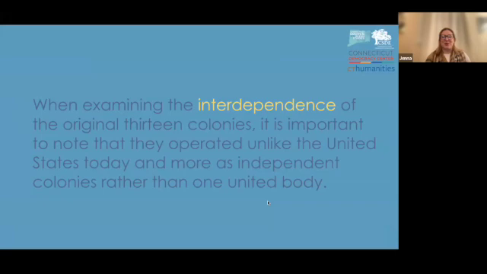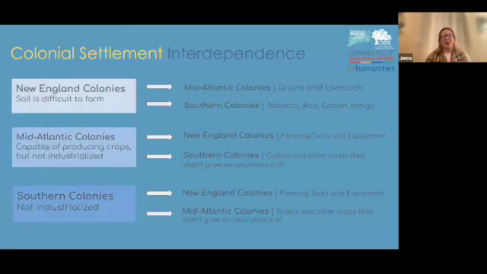And for our next one, we really are focusing on the interdependence between the three colonies and how they supported each other, or the three areas of colonies, rather. So, when examining the interdependence of the original 13, it is important to note that they operated unlike the United States today. So, while there were 13, they were not fully separate. They were very dependent on each other, and they were not like the way that we are now, where we are one united body.